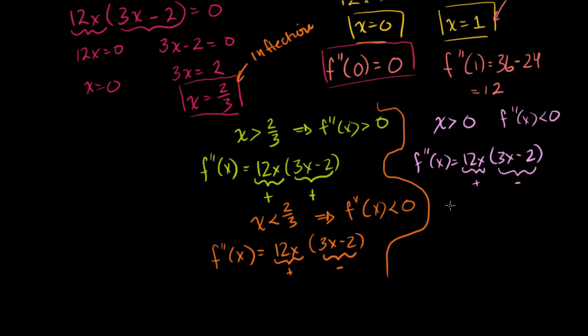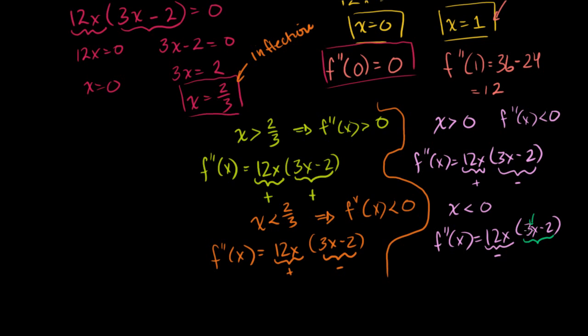Now let's see what happens when x is just barely less than 0. So once again, f double prime of x is equal to 12x times 3x minus 2. Well, if x was minus 0.1 or minus 0.001, no matter what, this expression right here is going to be negative. The 12x, you have some negative value times 12, so it's going to be negative. And then what's this going to be? Well, 3 times minus 0.1 is minus 0.3, minus 2 is minus 2.3. You're definitely going to have a negative.